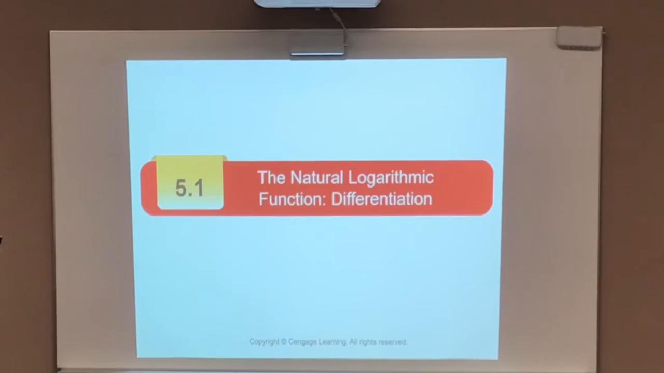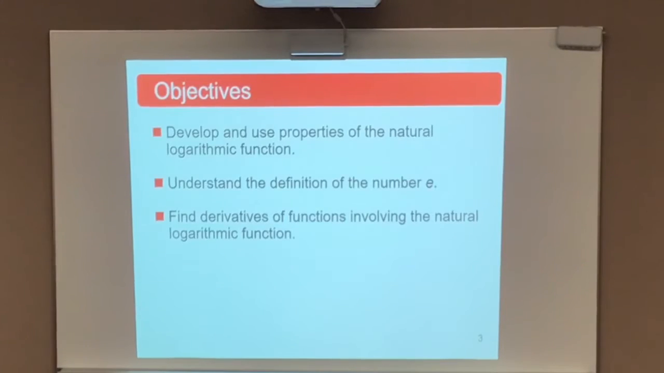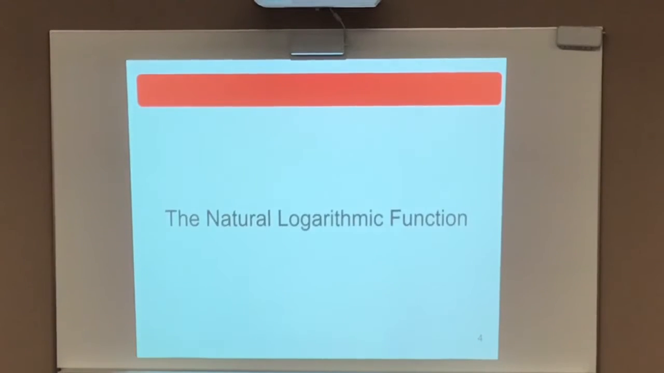5.1, the natural logarithmic function and differentiation. So we're going to differentiate the log functions. What is the objective? Develop and use properties of the natural logarithmic functions. Understand the definition of the number e. Did you see that? It doesn't say variable e, it says number e, because e is a number. It's an irrational number. Find derivatives of functions involving the natural logarithmic functions.